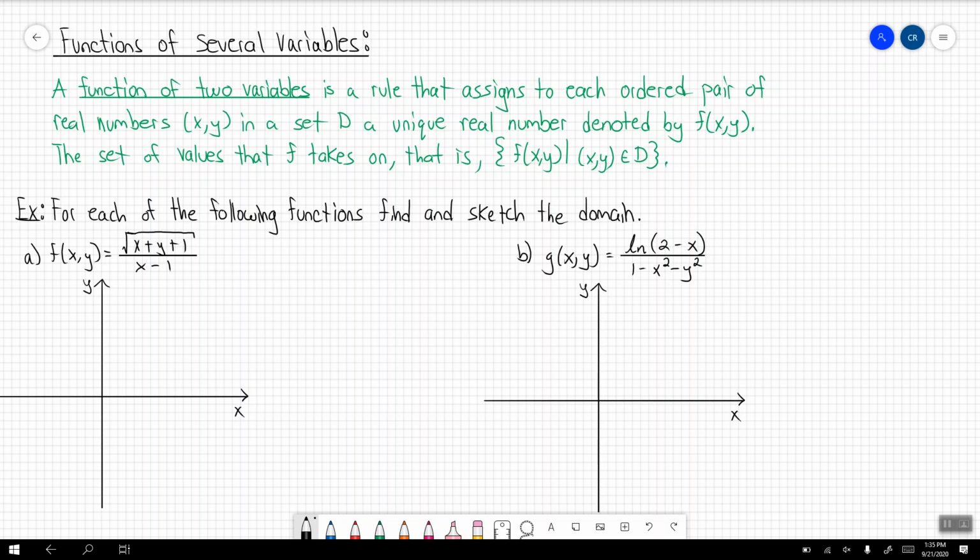The set of values that f takes on, that is, all of the values within that range, or f of x, y, such that the ordered pair x, y is in the domain. That is the function that we're looking at when we're talking about the range of that function.